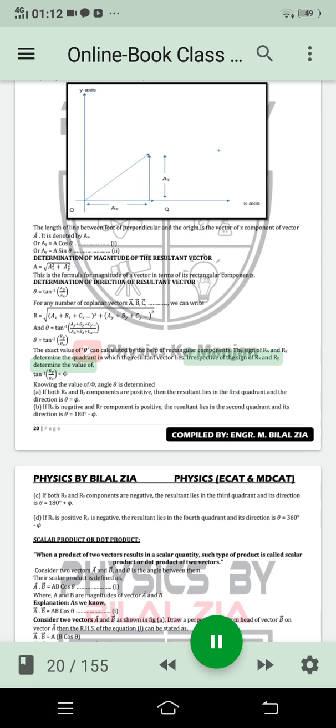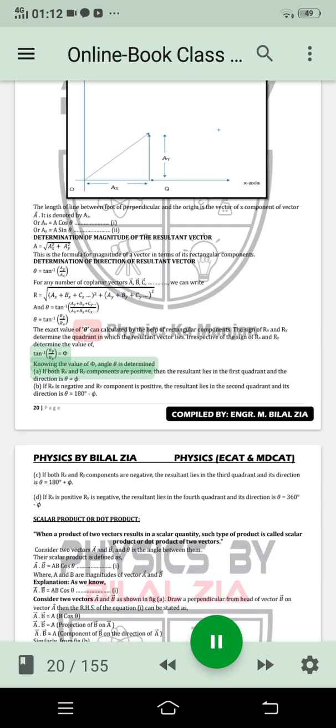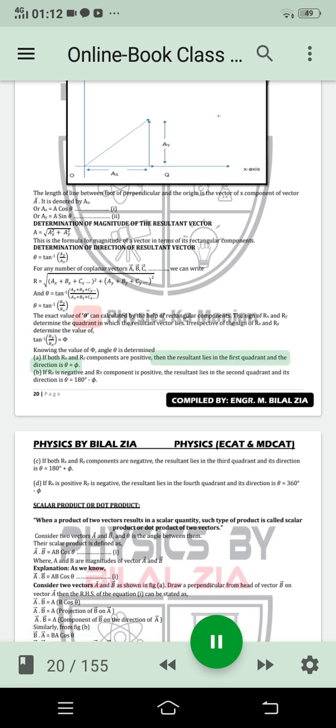Irrespective of the signs of Rx and Ry, determine the value of tan⁻¹(Ry/Rx) = phi. Knowing the value of phi, angle theta is determined. If both Rx and Ry components are positive, then the resultant lies in the first quadrant and the direction is theta = phi.